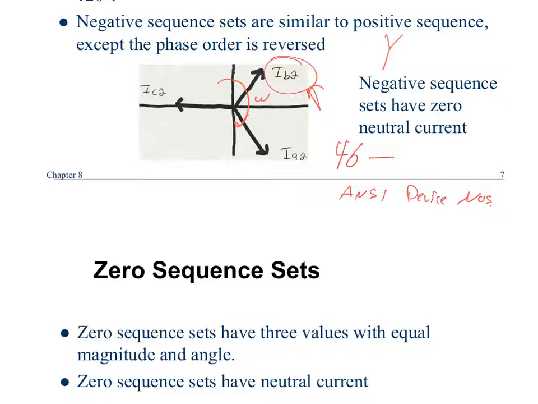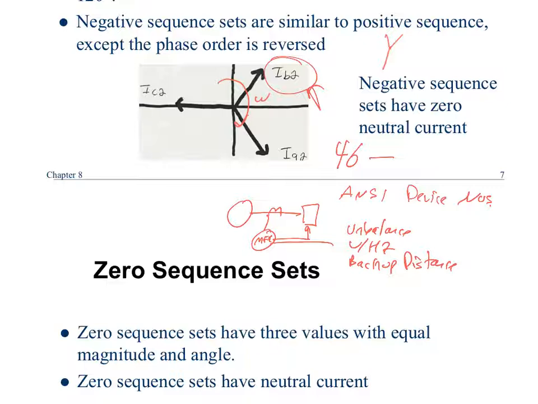What if I have a generator represented by a single line diagram? I've got a breaker, and over here I've got a CT going to a multifunction relay, and it's issuing a trip command to that breaker. What functions would be set in the multifunction relay? You could call it out: unbalance, volts per hertz, backup distance. Help me out, Briar. You did a lot of this stuff.